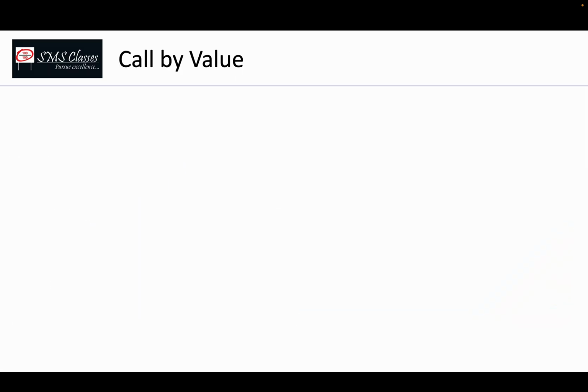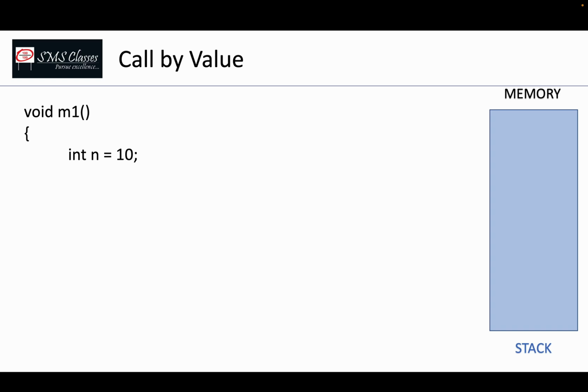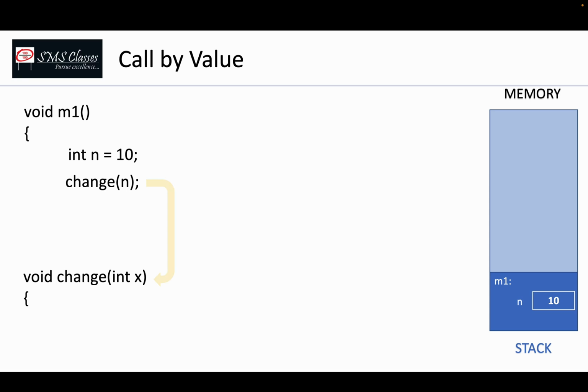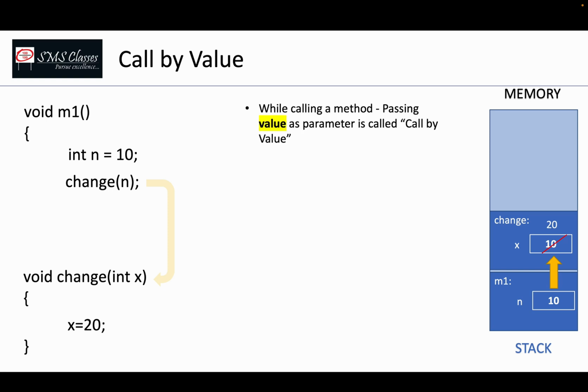Now let us actually see in methods what is call by value and call by reference. Now you have a variable n and you're calling another method called change, and you're passing that n as a parameter. So the x variable gets the same value as your n. Now suppose you change x equal to 20. Let's see what happens. Now what is call by value?